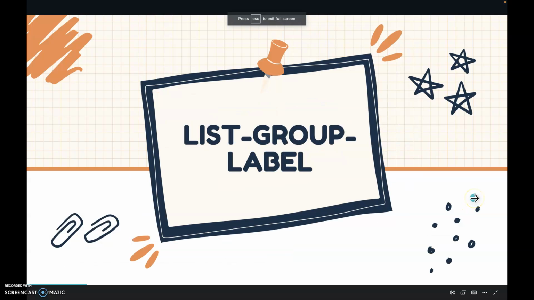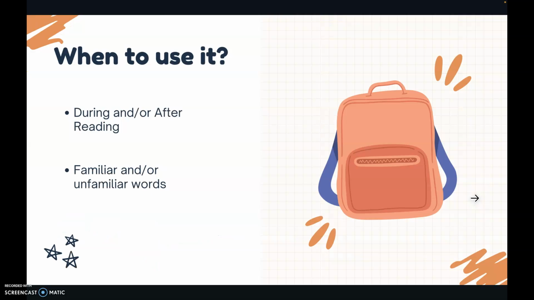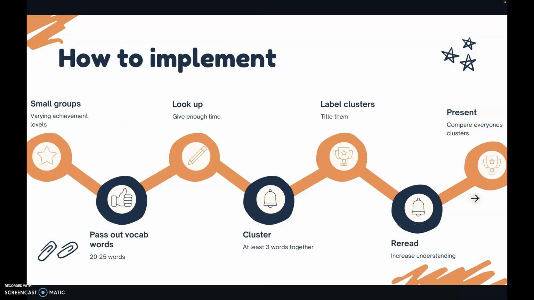My vocabulary strategy is list, group, label, and it is literally just as easy as it sounds. When would you use this? It is a during and/or after reading strategy. You wouldn't want to do it before you read anything, and it can be used with familiar and unfamiliar words. How to implement it? All right, here are the steps.